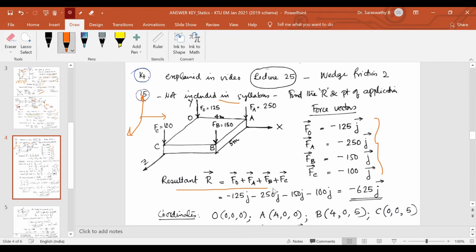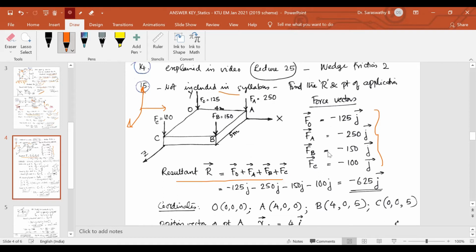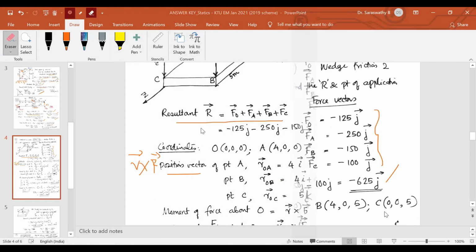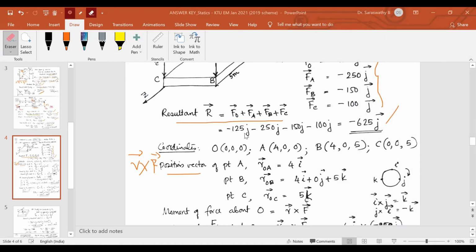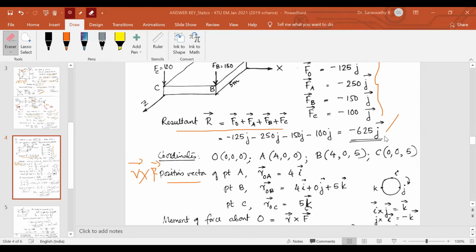Resultant of a set of forces is the vector sum of all the forces: the vector sum of F0, Fa, Fb and Fc. Algebraically, everything is in the j direction. Simply add it together: 125, 250, 150, 100. You will get the resultant as minus 625 j. It's very simple. We have got the resultant as the vector sum of the various forces.